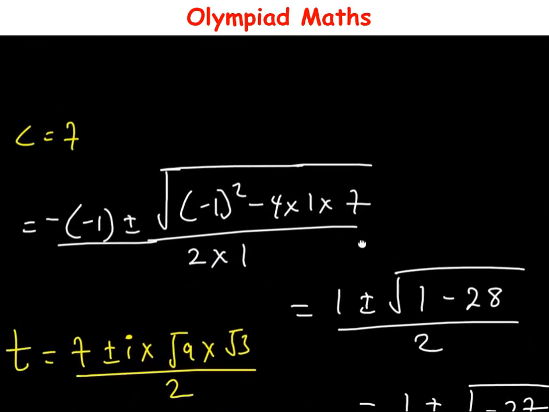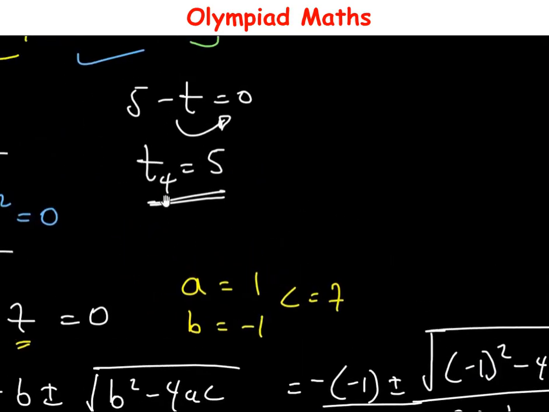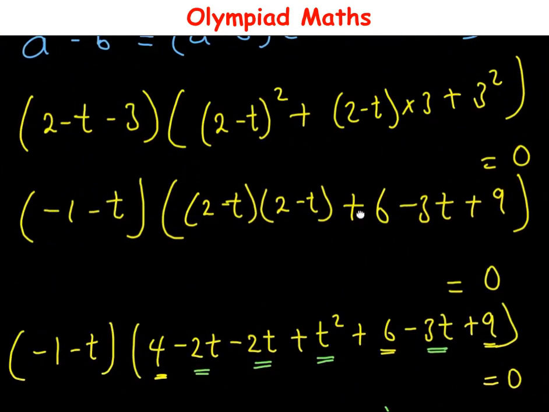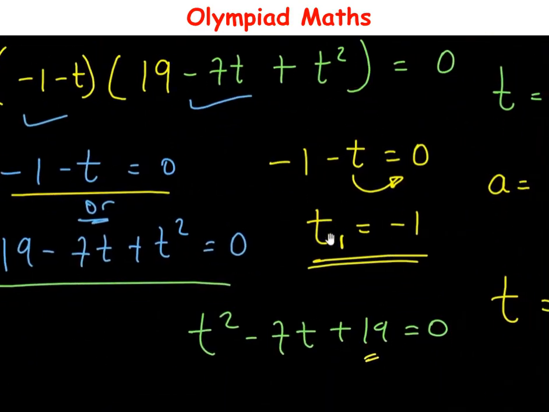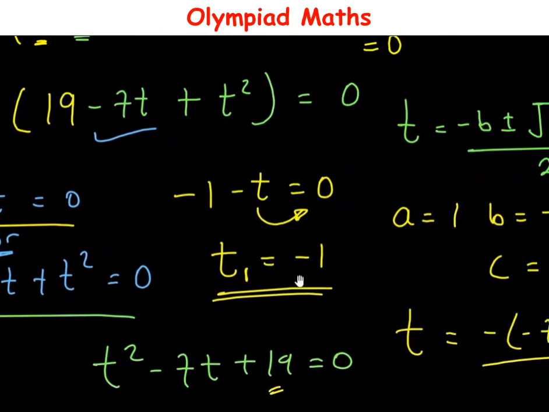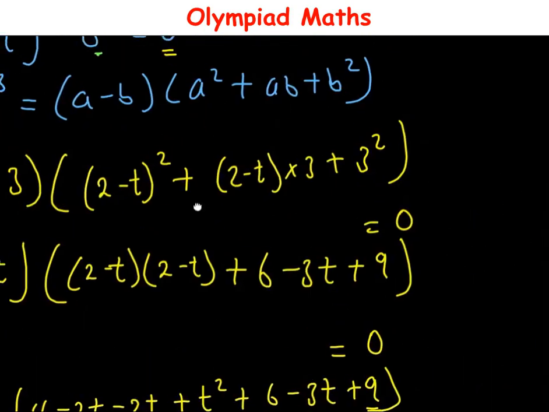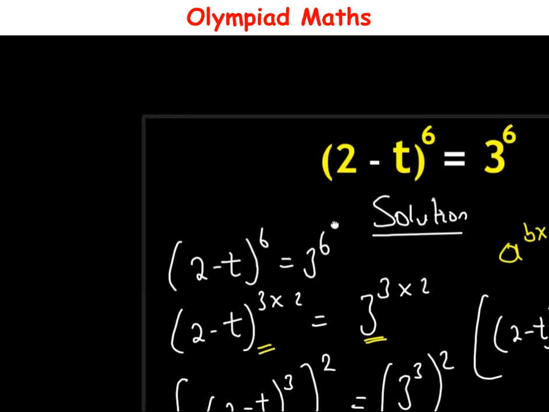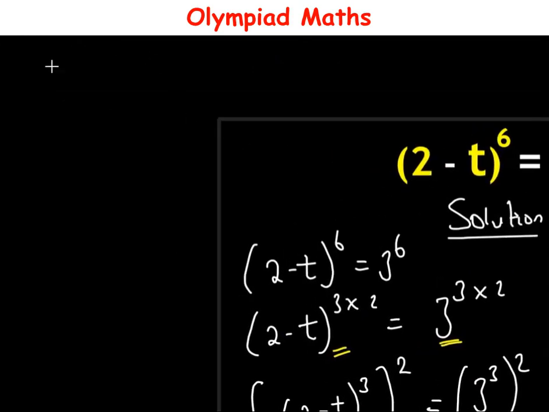So we have t4 equal to 5 for the first real solution, and the second real solution is from here, that t1 is equal to minus 1. So if you input these real solutions into the question, they will satisfy the given equation. So we have t4, which equals 5, and t1, which equals minus 1.